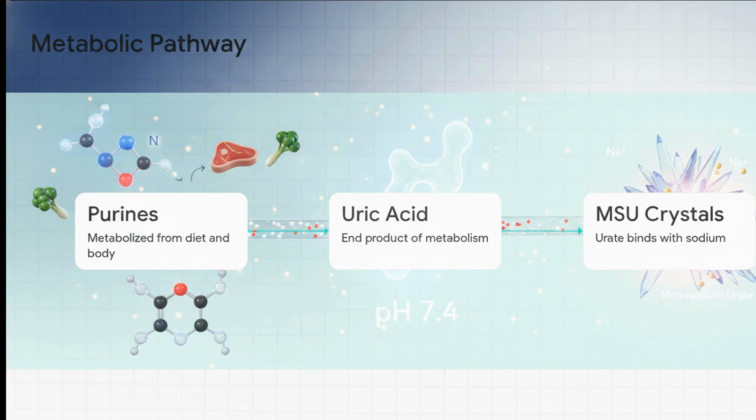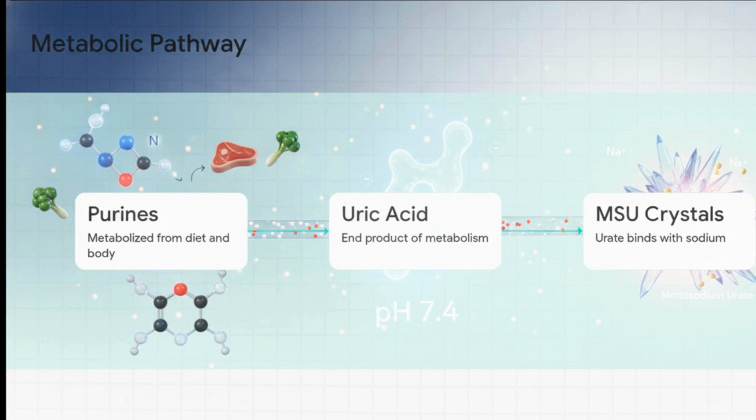Now, purines are natural compounds found throughout your body, things like adenine and guanine. We also take them in through our diet. Then, in step 2, our body naturally metabolizes these purines, and the end product of that whole process is uric acid. Now, here is where it gets really interesting.